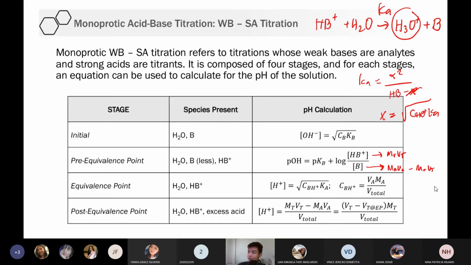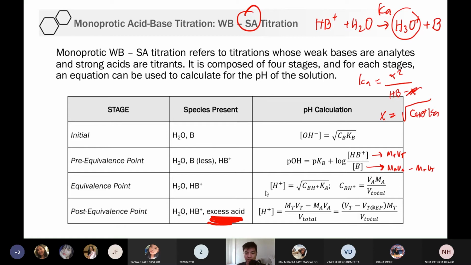Pero, yan. In-explain ko. And then, post-equivalence point, no? Tatlong yung species present natin. We have the water, the conjugate acid, and the excess acid. Sino mas malakas? Di malamang yung excess acid because siya ay strong acid. Okay, so yun. Ito yung mas malakas. That means the pH of the solution is solely based on the excess acid amount. Okay. So to determine the amount of the excess acid, we use this equation, or you can use this Vt minus Vtep times the molarity of the acid divided by the total volume.